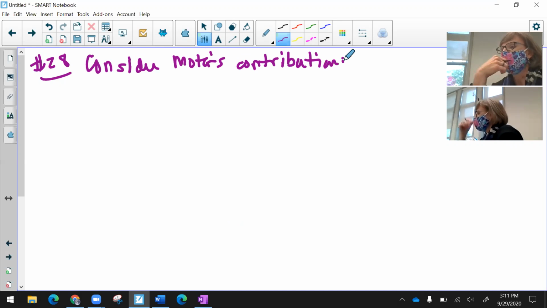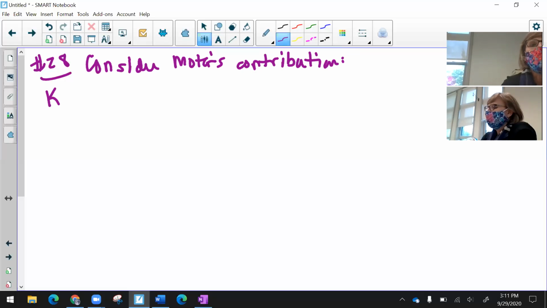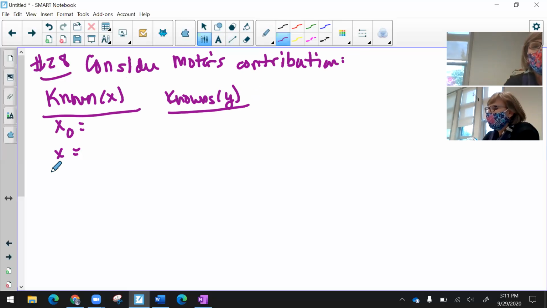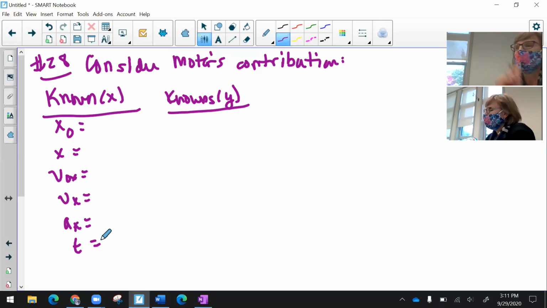Now remember that I can consider X and Y separately. If you've started watching some of the videos that I made for tomorrow, one of the things that we do is make a separate list of knowns for X and Y. And then remember that as always, we have the same variables. We've got X and X0. We have V0X, Vx. We have AX, and we have T.